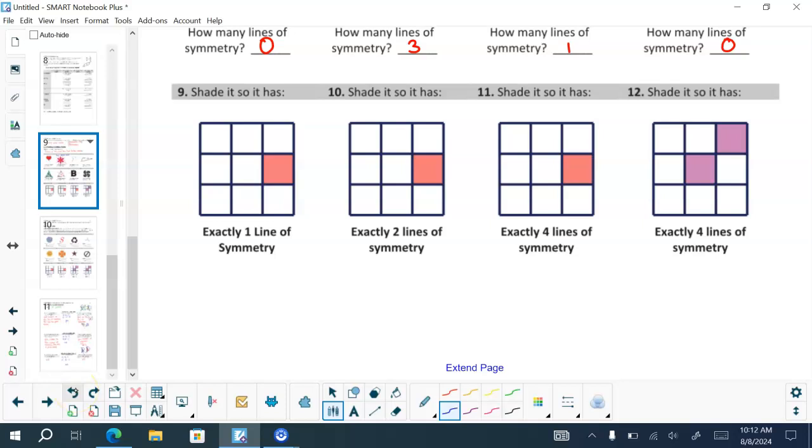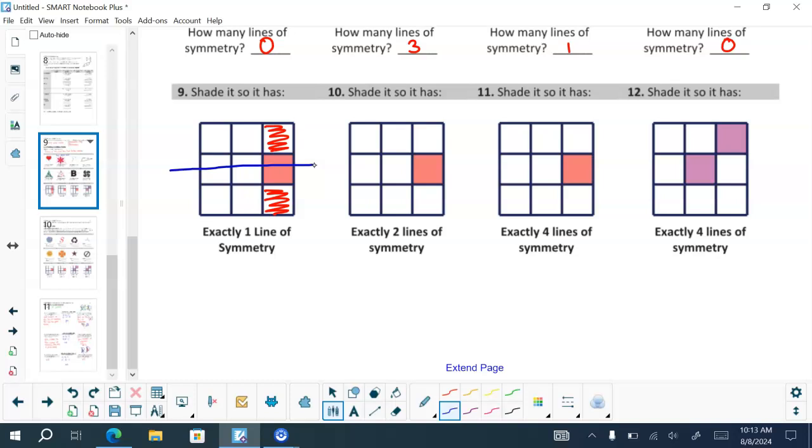Okay? So instead, we need to think about how do we shade this so that it only has 1 line that can go through it. If you shade the top and the bottom of those red squares, like that, all the way over there on the right side, the only line of symmetry that you would have then would be this one. So that would be the way to do that, okay?